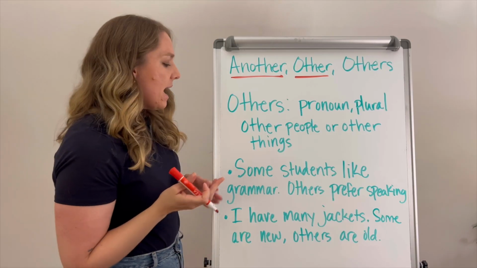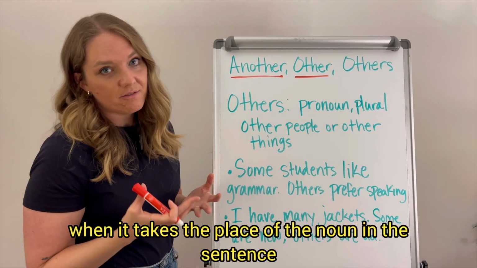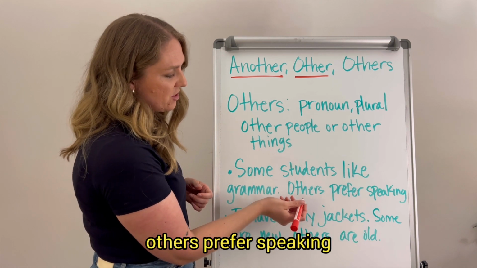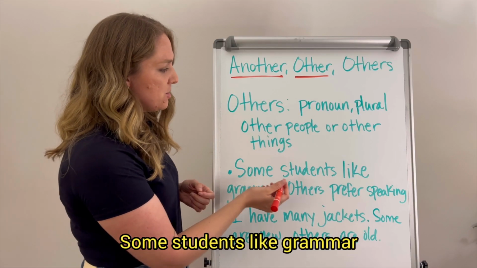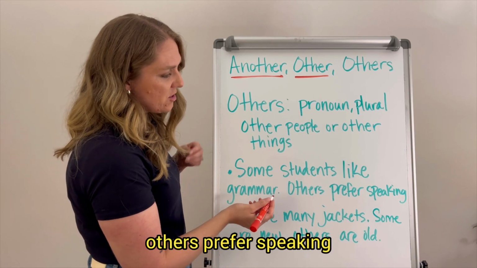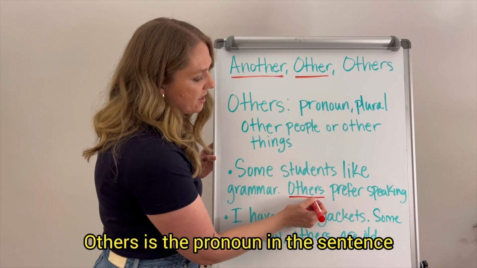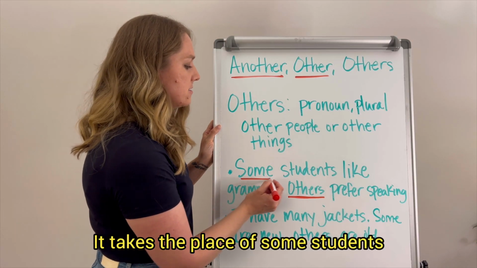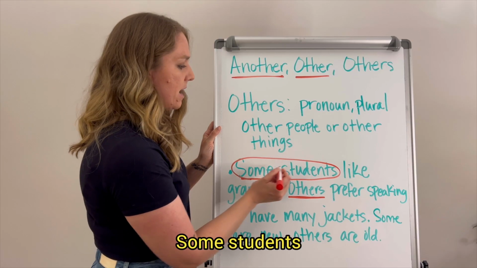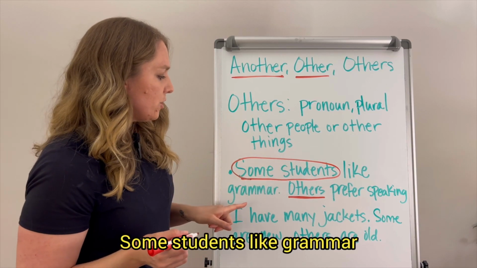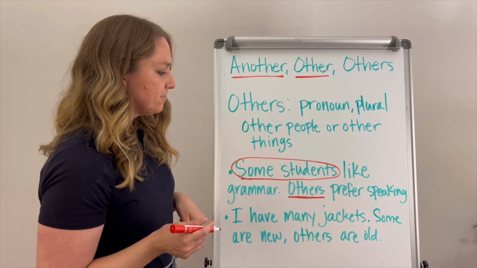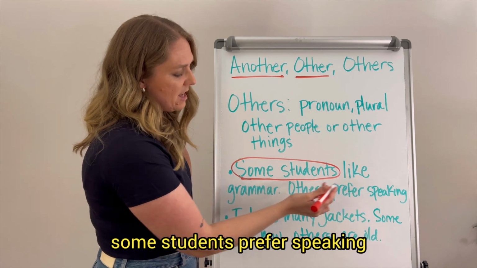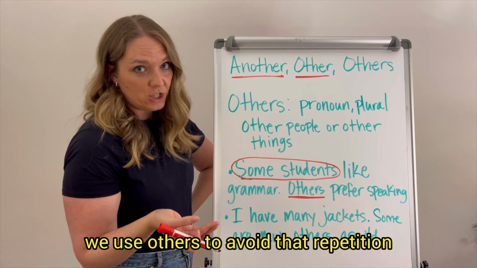And so, an example here, when it takes the place of the noun in the sentence: Some students like grammar, others prefer speaking. Others is the pronoun in the sentence. It takes the place of some students. Some students like grammar, others prefer speaking. So instead of saying some students like grammar, some students prefer speaking, we use others to avoid that repetition.